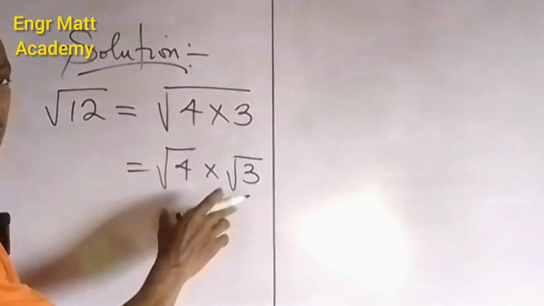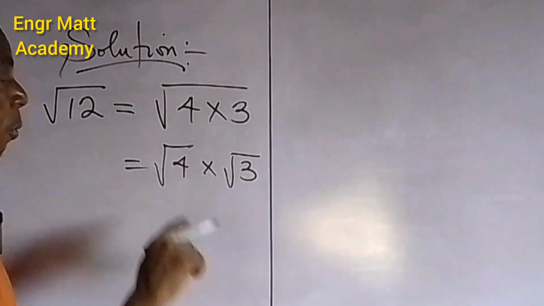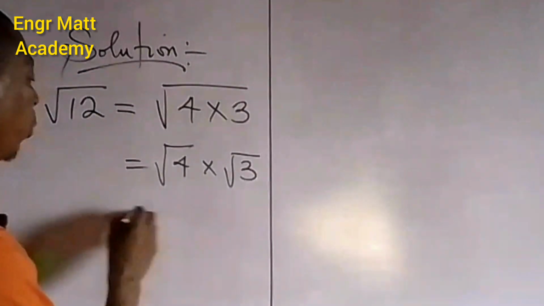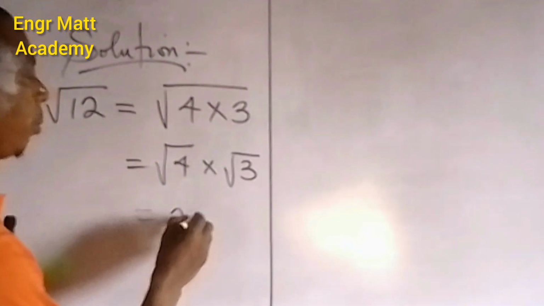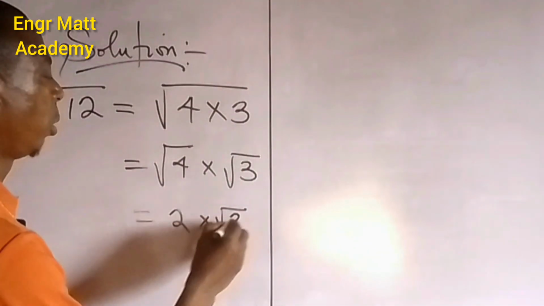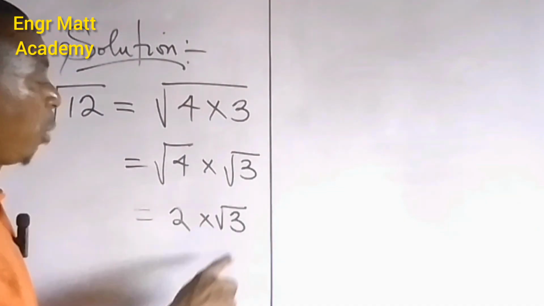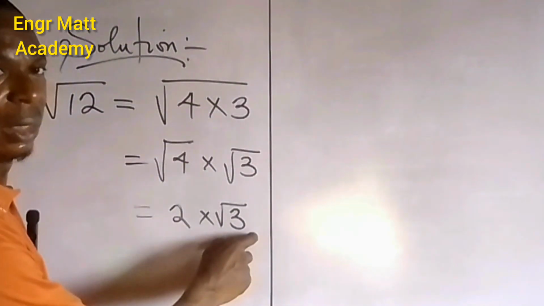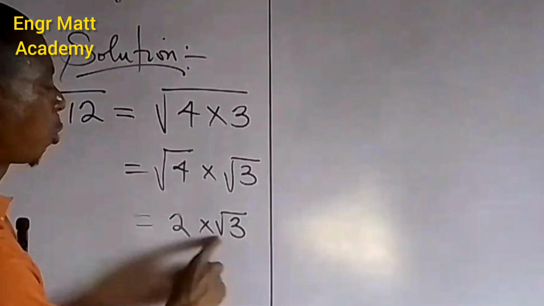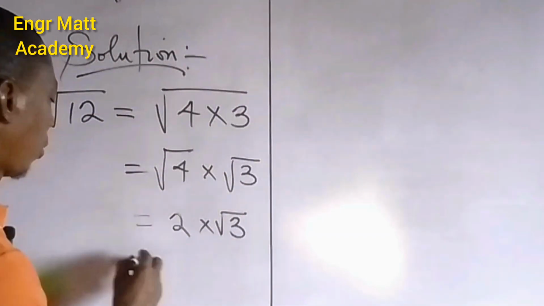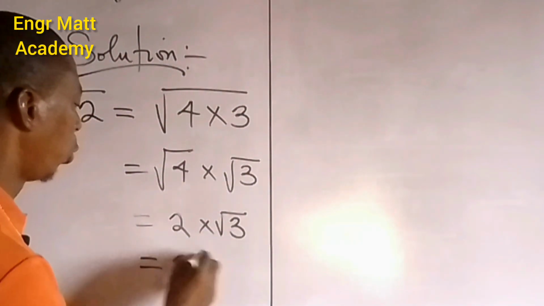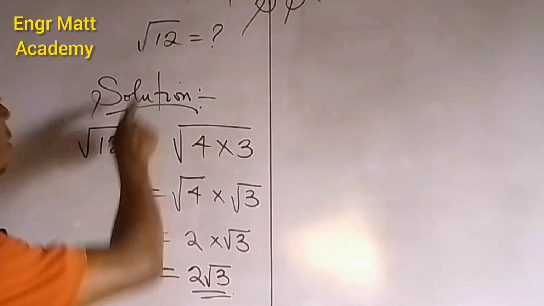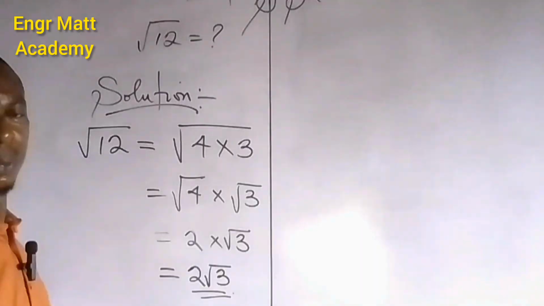So what did you notice? Remember, 4 is a perfect square. So root 4 will give us a whole number, 2, times root 3. And since we cannot simplify 3 further, we leave it as root 3. Therefore, 2 times root 3 will give us 2 root 3. 2 root 3 is the simplified form of root 12.